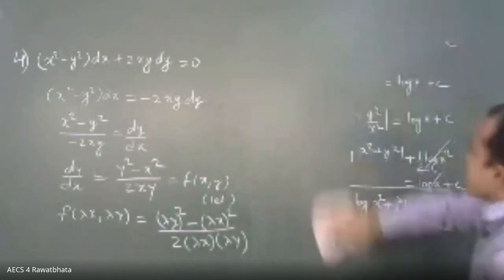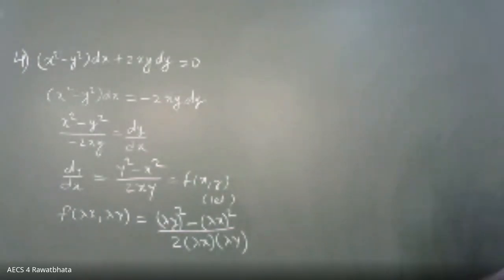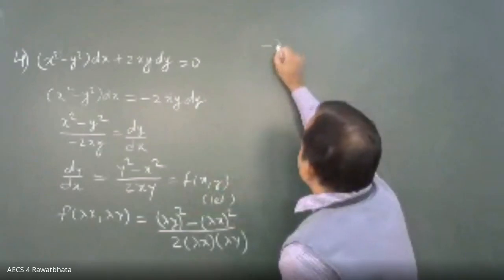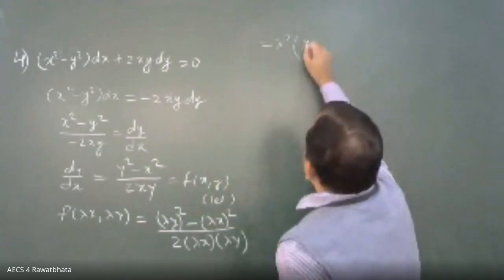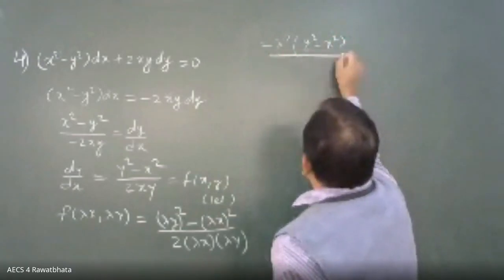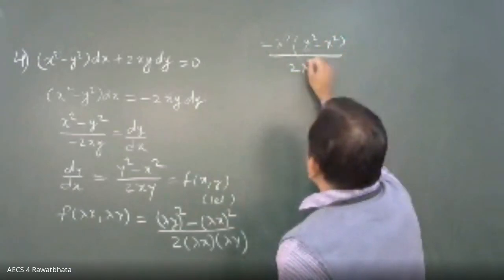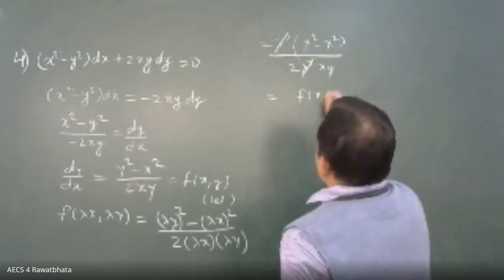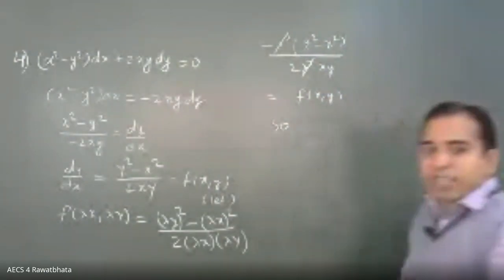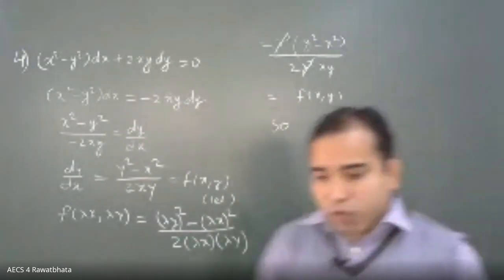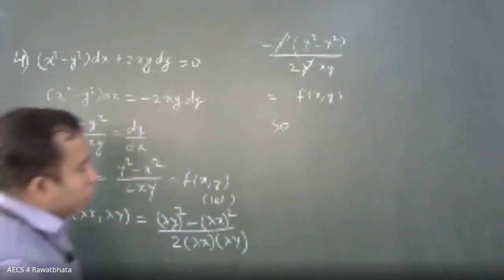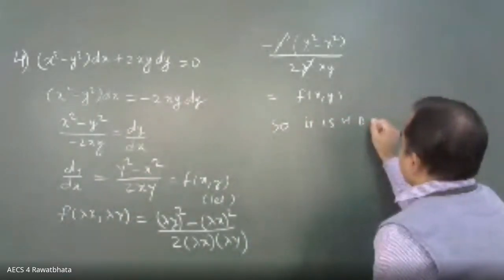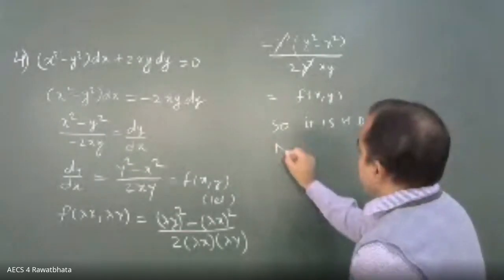Lambda should come common. But I can see here that lambda will actually be cancelled completely, because here lambda square will come common, and inside the bracket you'll get y square minus x square whole upon 2 lambda square xy. Lambda square gets cancelled and what remains is nothing but f of x comma y. So f of lambda x comma lambda y is equal to f of x comma y, so that's why it is a homogeneous differential equation. So it is HDE, right?